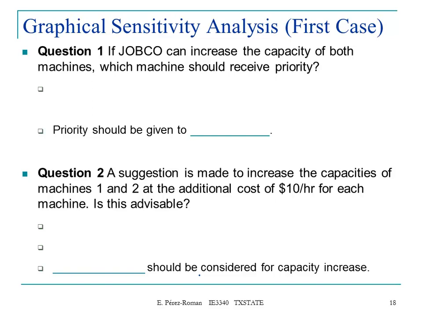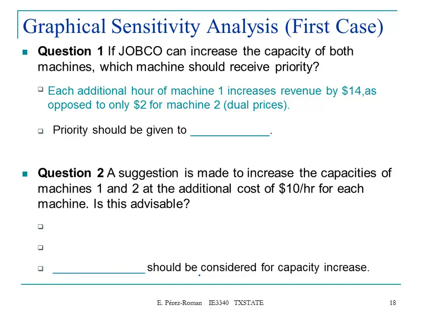Okay, so each additional hour of machine 1 increases revenue by $14 as opposed to only $2 for machine 2. And that's only looking at the dual price. So if you have that type of decision in your hands, you look at the dual prices, and you can easily see the difference in terms of the revenue. So you would prefer to add 1 hour of capacity to the first machine. Okay.